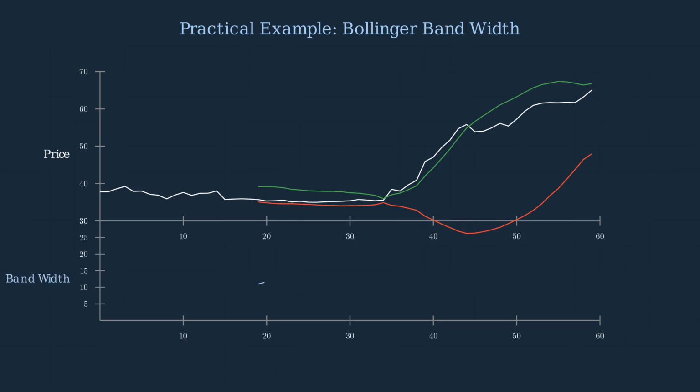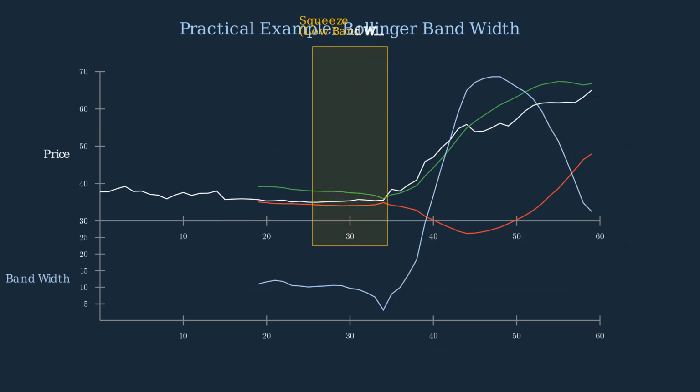Below the price chart, we can see the corresponding bandwidth indicator. Notice how the bands tighten and the bandwidth reading drops, indicating a period of low volatility or squeeze. This squeeze is followed by a breakout and expansion of bandwidth as volatility increases.